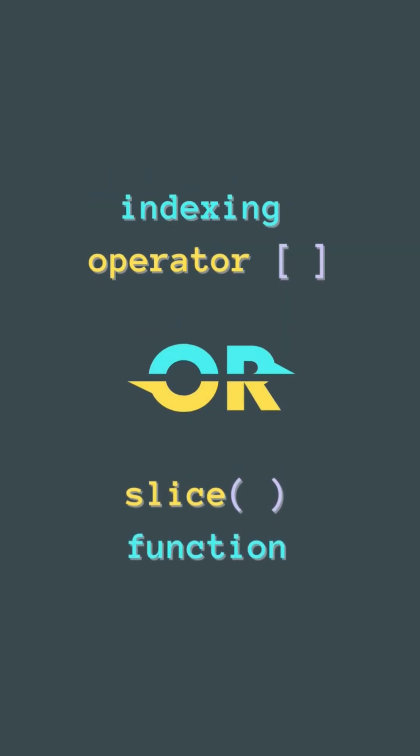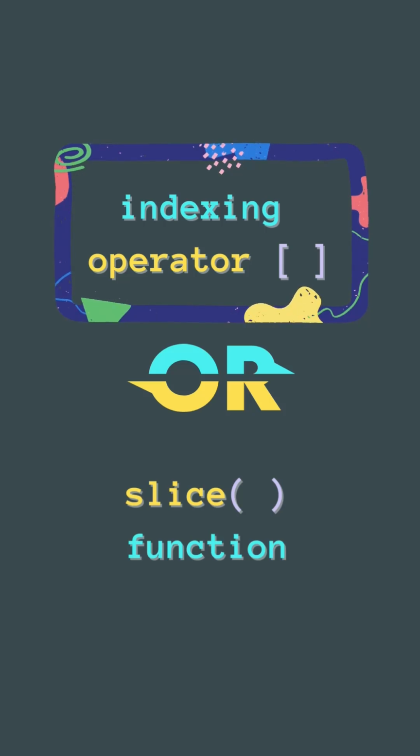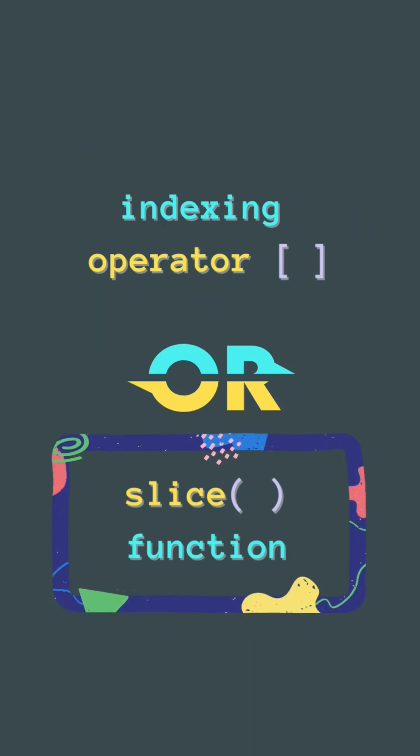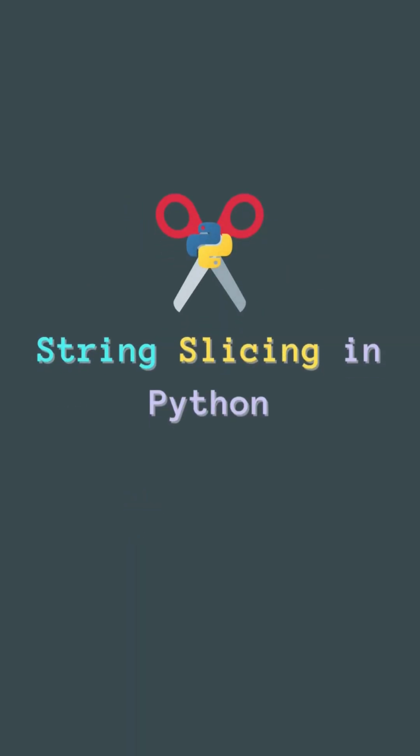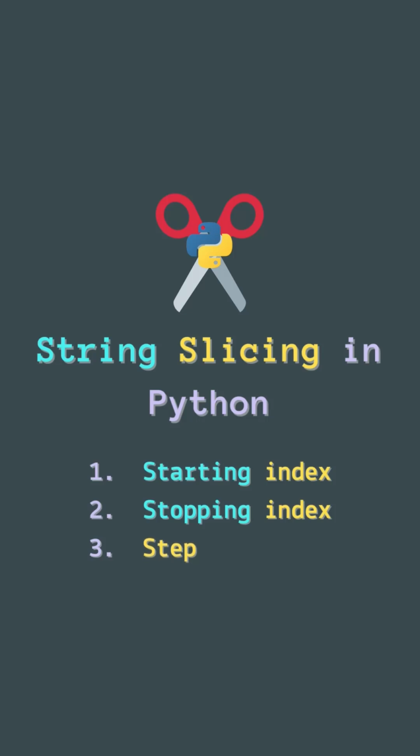In this video, we're going to be discussing string slicing in Python. To slice a string, we can either use the indexing operator or the slice function to create a slice object. When slicing, we have three optional arguments that we can fill in depending on where and how we want to slice our string. 1. Starting index. 2. Stopping index. 3. Step.